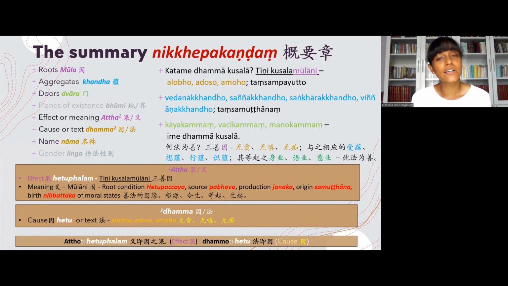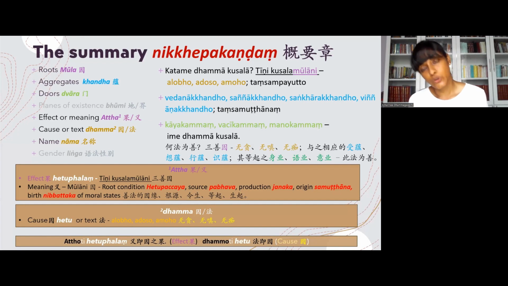Right, so let's look at how the Nikkhepa kandaṃ describes the Dhammas under each of these topics. Katame Dhamma Kusala. Which states are wholesome? Tini Kusala Mulani. 3 wholesome roots. I've given Tini Kusala Mulani in purple. Mula, they are the roots. So here there is reference to roots. And what are these roots? Alobho, Adoso, Amoho. Non-greed, non-hatred, and non-delusion. These are the individual names of the 3 roots, and that is given in orange, and that corresponds to Nama, or name.